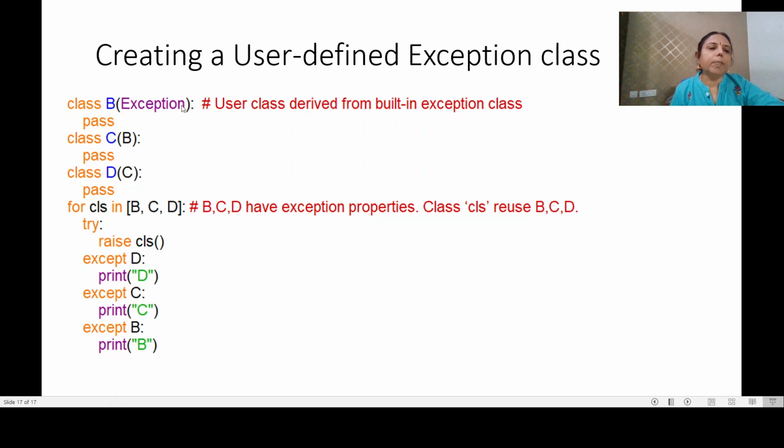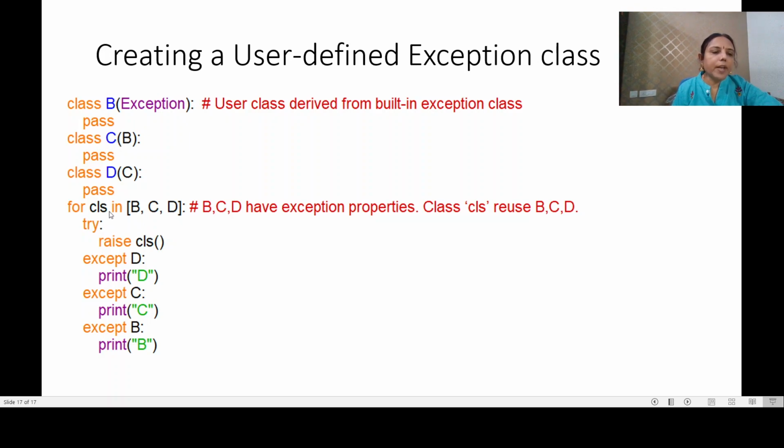Now, in order to process this exception, I'm using a for loop and assigning the classes as a list, and I am writing in the try block where I am creating an object of the class. So I have written CLS with open and close brackets, and I am raising it. Whenever you create an exception, it will go and execute these particular statements. If there are no statements, then it will raise an exception. So except D means you have to print D, except C, so we have defined multiple except clauses where the input is the class name.